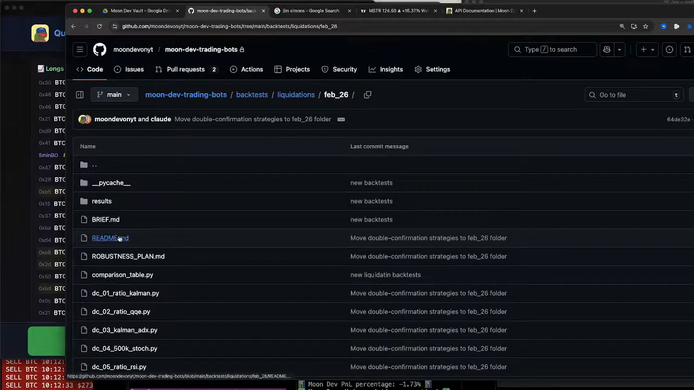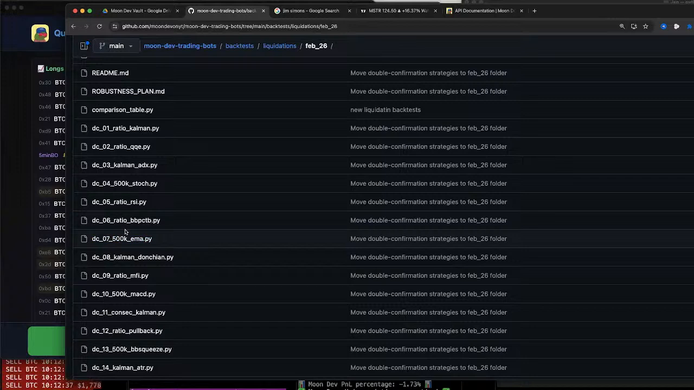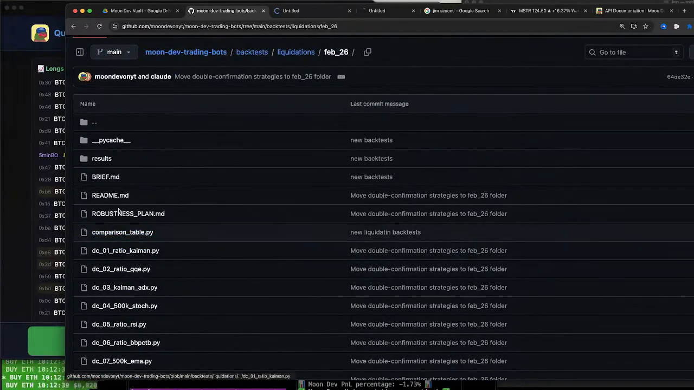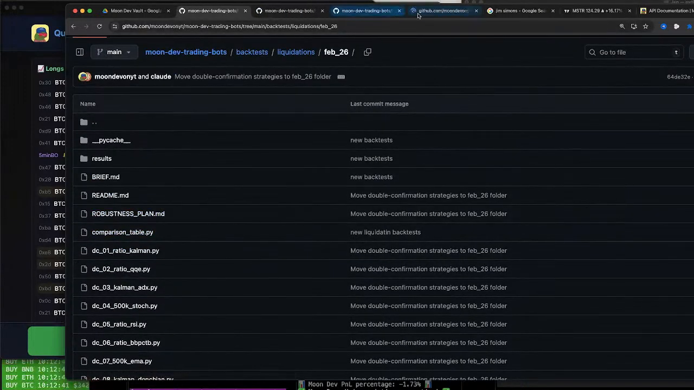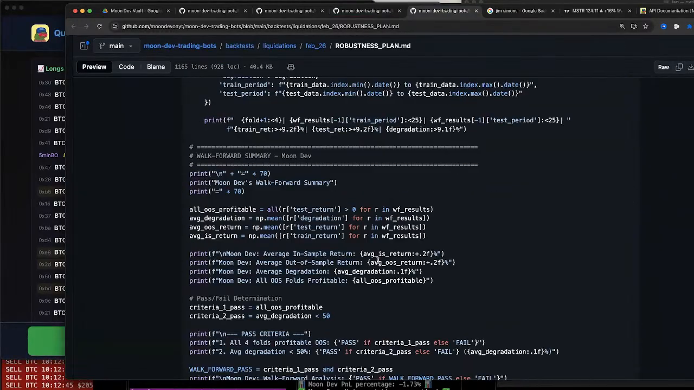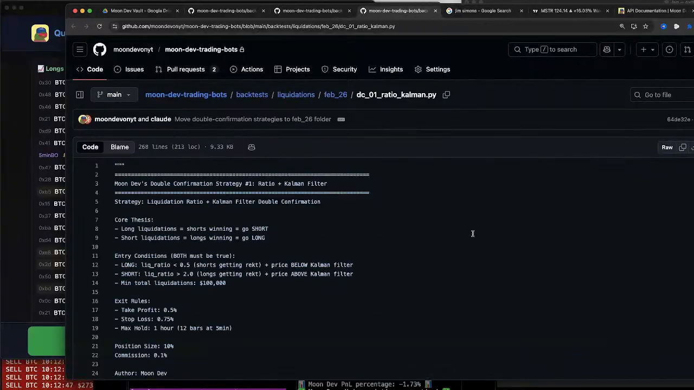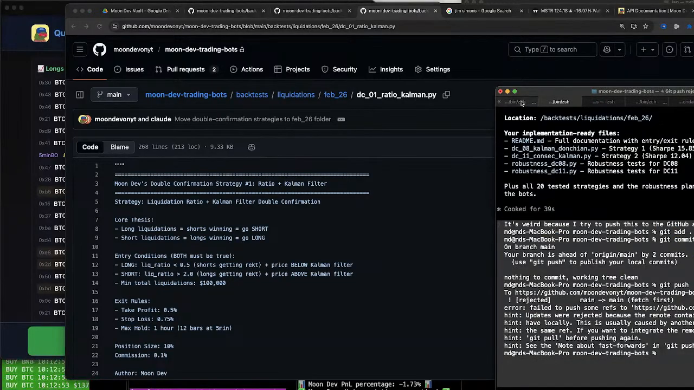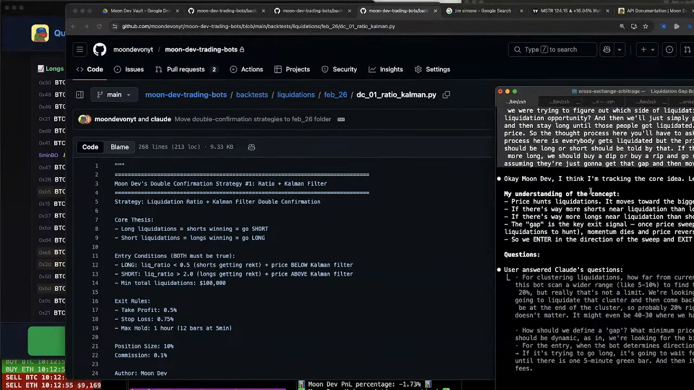Robustness plan. README brief. All of the ideas. So all of the code is here, and then the robustness plan.md. Yeah, so somebody can attack this immediately. Is it going to work? I don't know. But that's why I always recommend incubate, small size. Okay, let's see what this is doing over here. Has she cooked it yet? She's mustering, she says. She's mustering again.